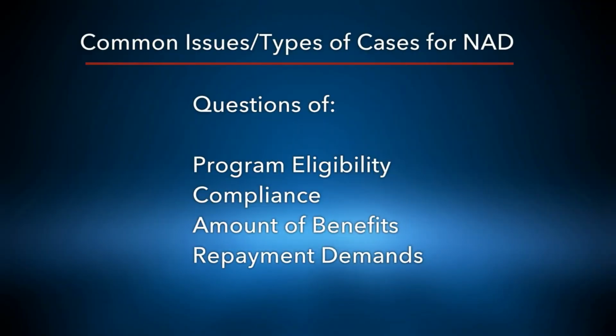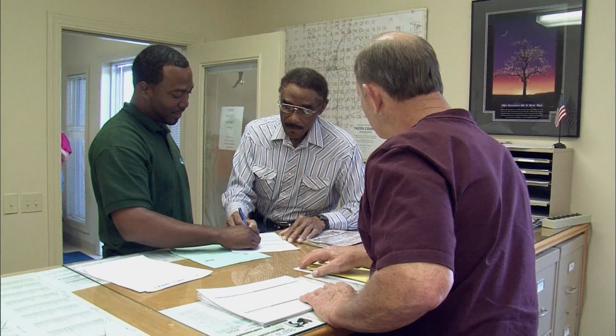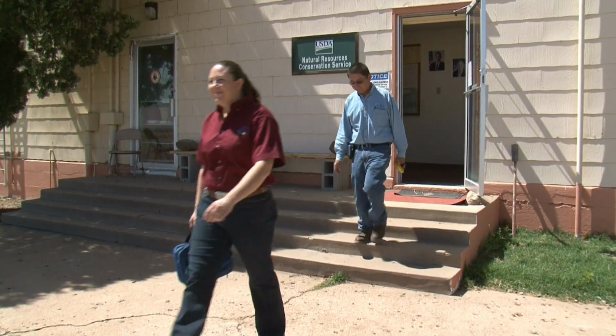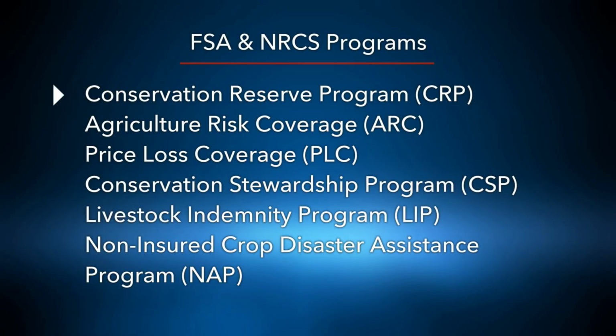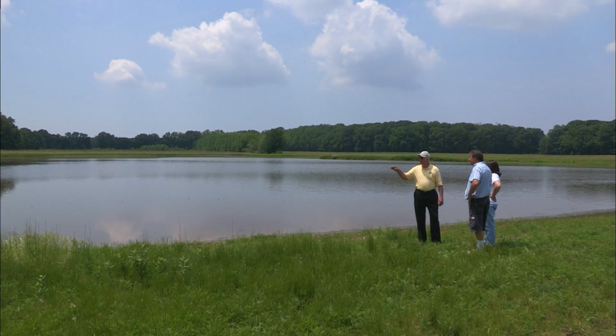So what are some of the common issues and types of cases that NAD sees? They include questions of program eligibility, compliance, amount of benefits, and repayment demands. More specifically, for FSA and NRCS, we see cases involving a wide range of programs, such as the Conservation Reserve Program, CRP, the Agriculture Risk Coverage, ARC, and Price Loss Coverage, PLC programs, the Conservation Stewardship Program, CSP, the Livestock Indemnity Program, LIP, Non-Insured Crop Disaster Assistance Program, NAP, Wetlands Concerns, and various other programs.